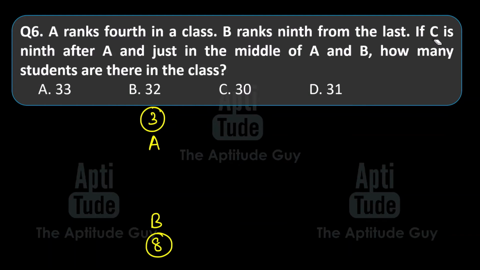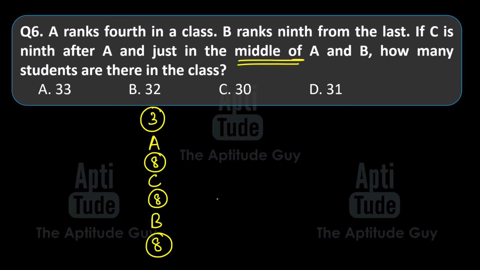Now, C is ninth after A and just in the middle of A and B. So C is just in the middle of A and B. That means it's right here. And they have mentioned C is ninth after A. That means after A, C is the ninth person. So after A, there are eight people and then C is the ninth person. Now, since C is in the middle of A and B, if there are eight people between A and C, then there are eight people between B and C as well.